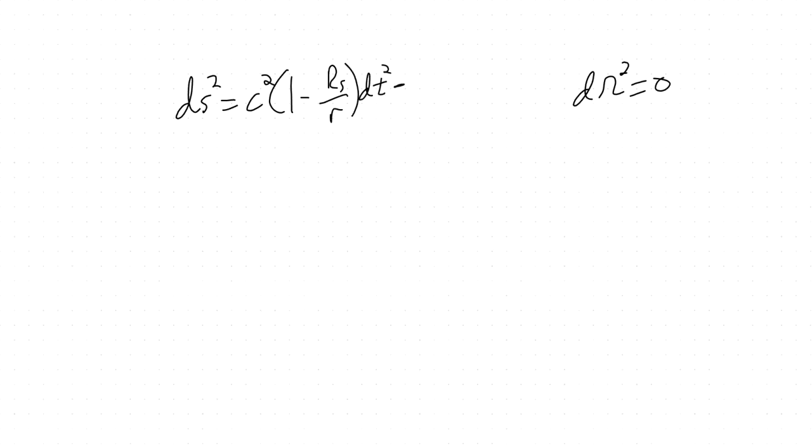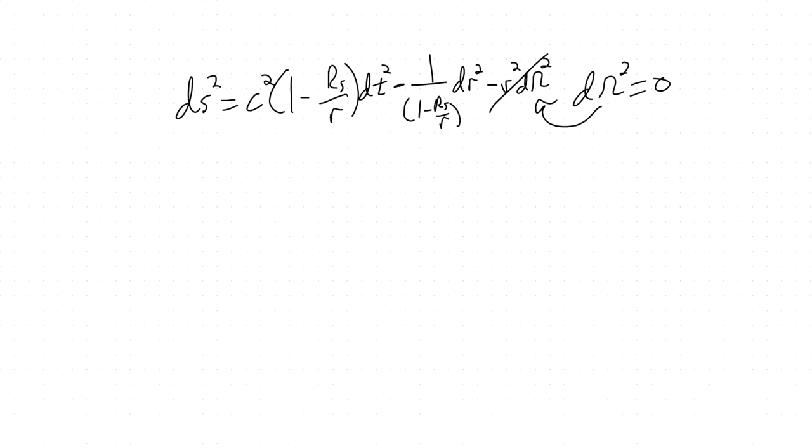And I'm going to, again, set d omega equal to 0. So we just do this. So we have c squared (1 minus rs over r) dt squared minus 1 over (1 minus rs over r) dr squared. And then obviously minus r squared d omega squared, but let's set that equal to 0. So we just have radial motion.